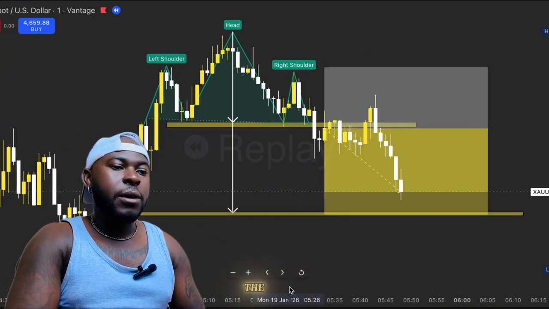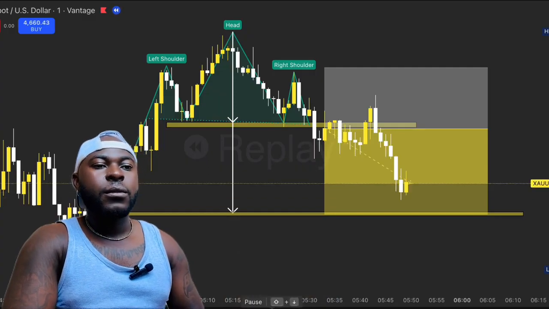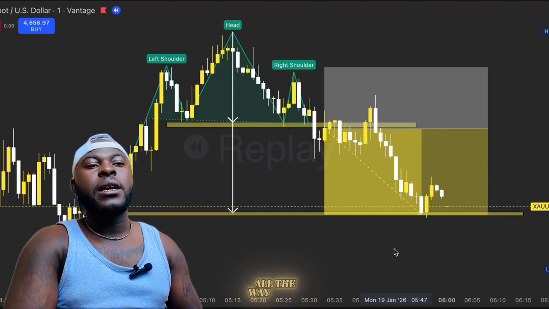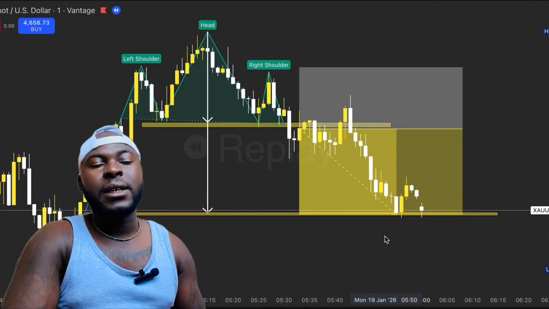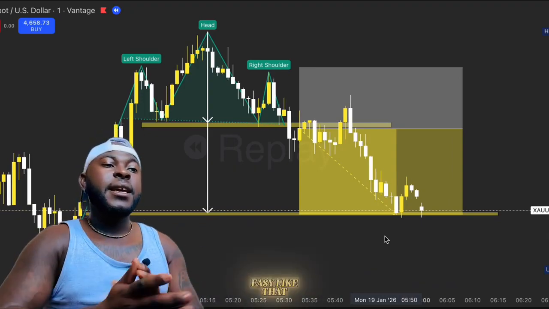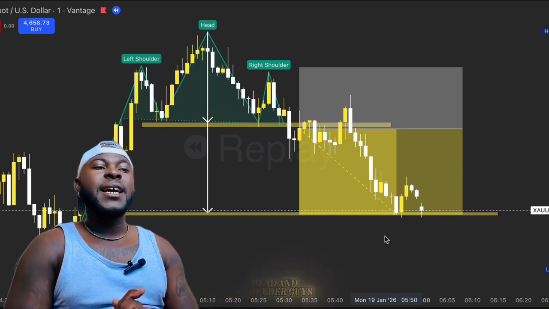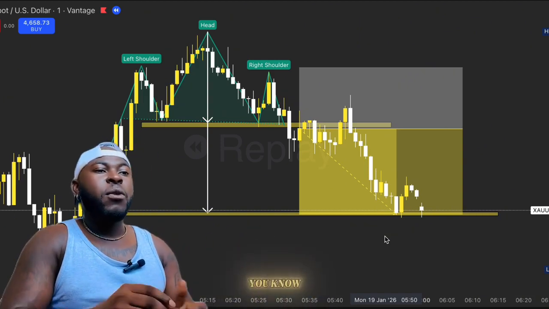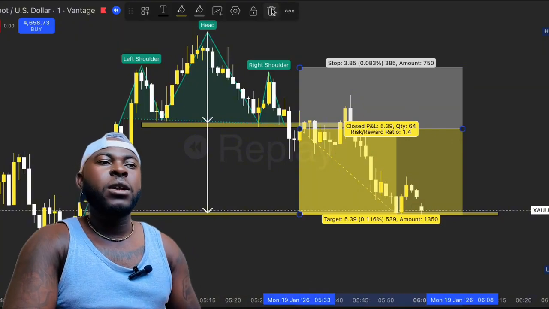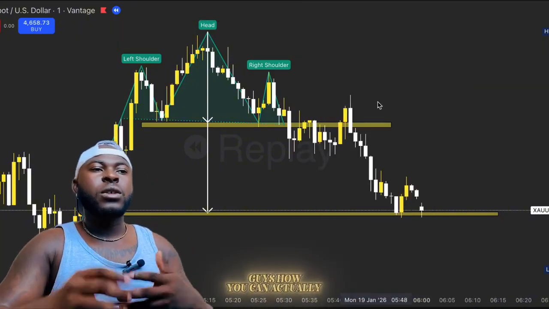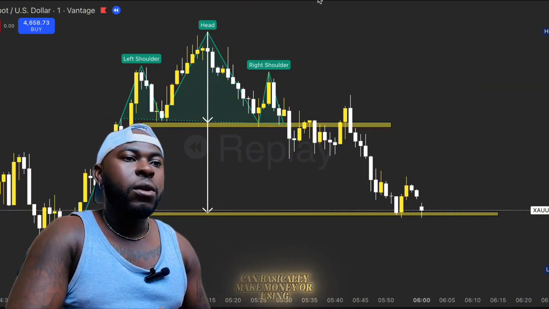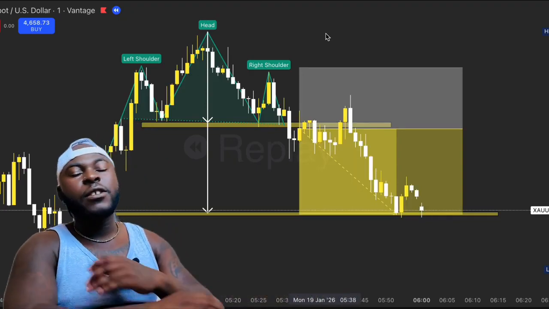Now, as you can see, the market went all the way down and it hit the take profit. Understand? Easy, easy like that. Easy peasy. And that's how to trade head and shoulders, guys. Very, very simple. Most people don't actually put you on game. They don't explain to you guys how you can basically make money using all these things, guys. It's very, very simple.